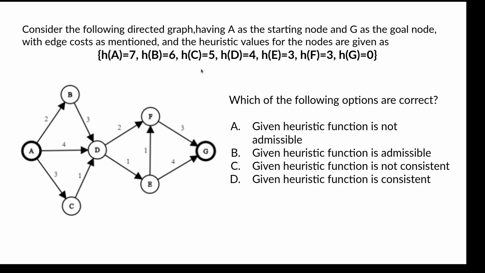So when you have to check the admissible property, how do you check? You follow the definition. The definition says whatever the h is given, you just see whether it is less than the realistic value or not. If it is always less than or even equal to the realistic value, then you can call it admissible, otherwise not. So just check for a few and you'll get it.